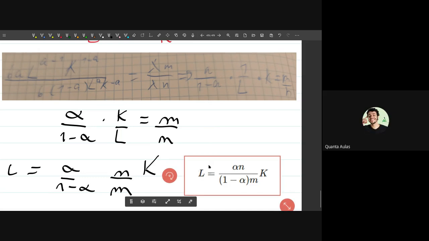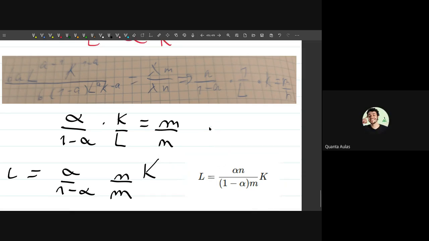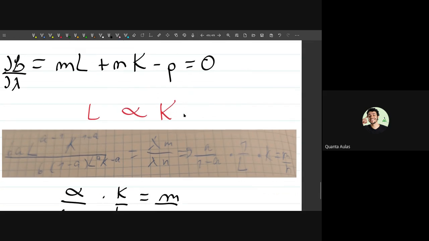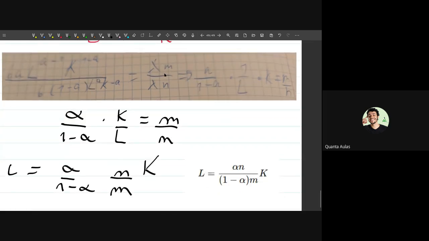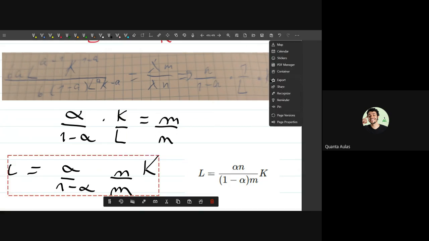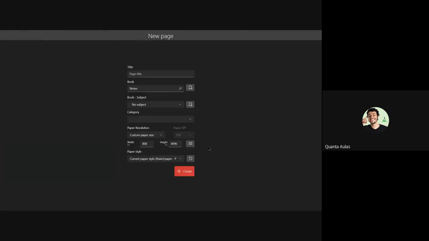Yeah. So here I put P after this step. Okay, because we know this, right? Yeah, ML plus NK equals P. I don't have more space to do this here, I need more space. I will copy this expression and start a new page. Just save here, just a second, okay.